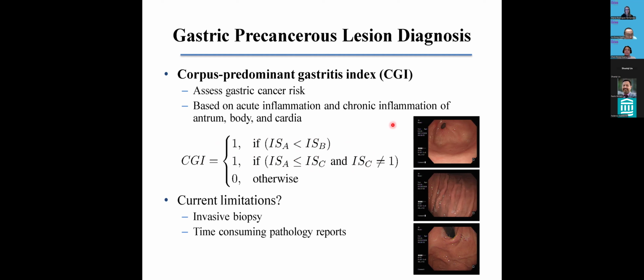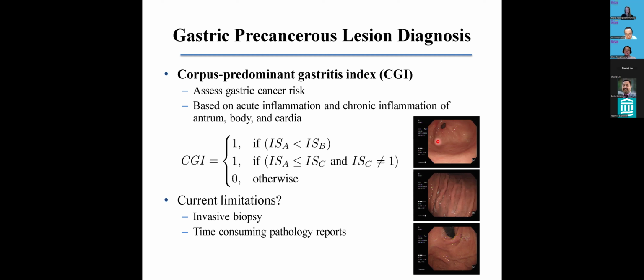So how can we diagnose CGI in clinical practice? Currently, it requires invasive biopsy. That is, we need to get a tissue sample from your stomach, for example, from here, and then the tissue is examined by pathologists. It usually requires several weeks to get the information, so it is a very time-consuming process. Moreover, when we take tissues from the stomach, it usually causes bleeding, which will also hurt the patients.